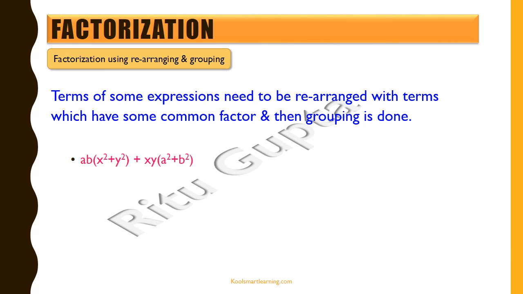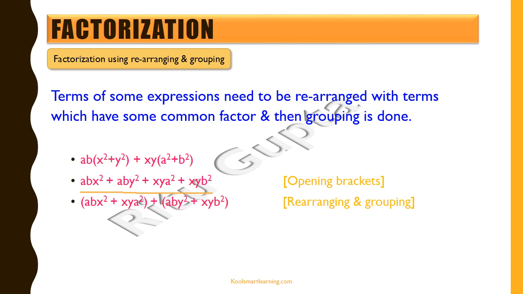So let's take an example. The expression is ab multiplied by x square plus y square, plus xy multiplied by a square plus b square. We first open the bracket to get four separate terms. We get abx square plus aby square plus xya square plus xyb square. Now if we group the first two terms together, we will get what we already had in the original expression, but that is not helping us to factorize.